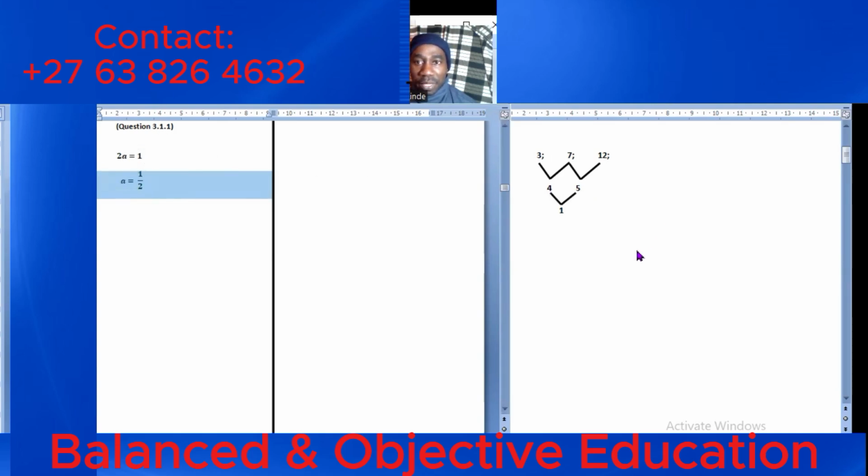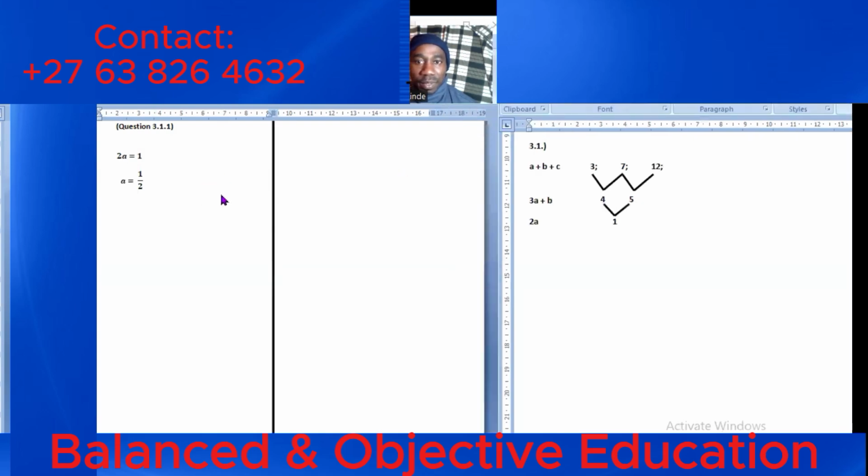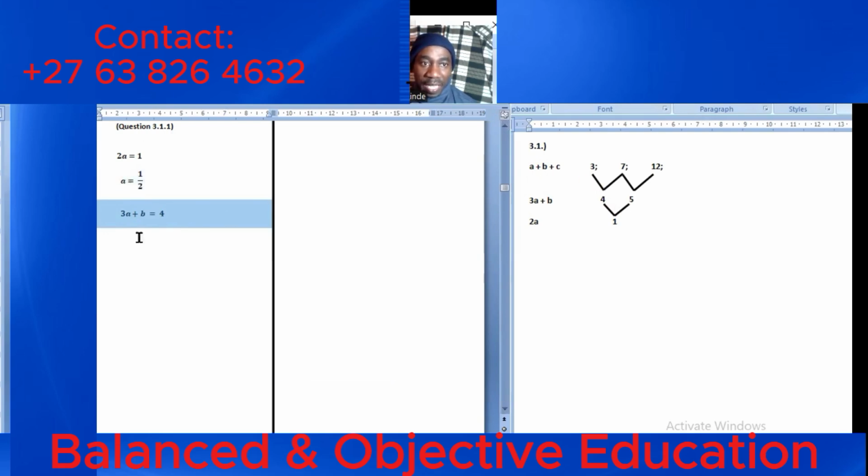Let's solve for b next. To solve for b, we just have to use this first difference. And remember, the first difference is set to 3a plus b, and that will be equal to 4, the first term of the first difference. We have the value of a here, which is half. So we just make appropriate substitution. So it means that 3 multiplied by half plus b equals 4.